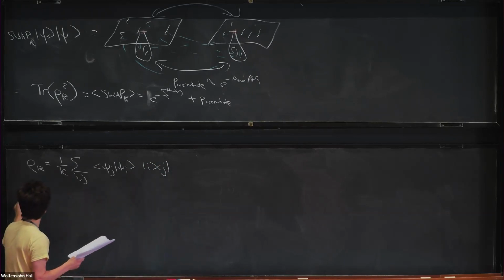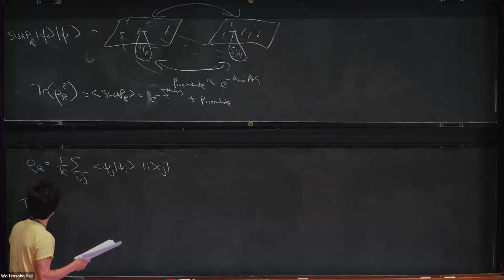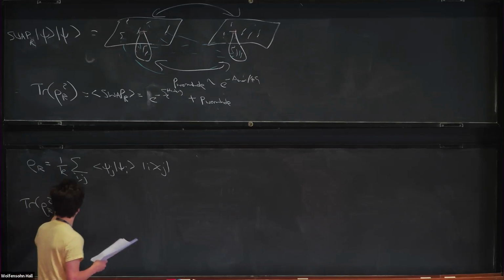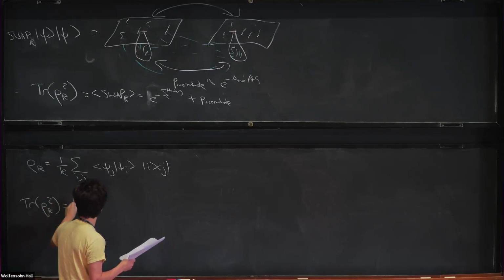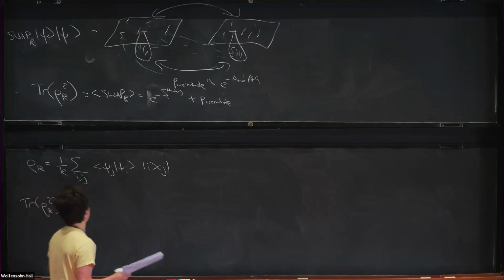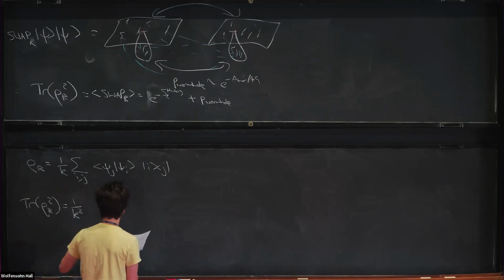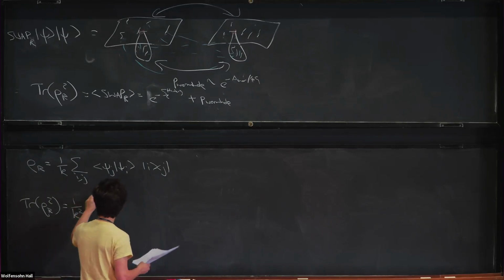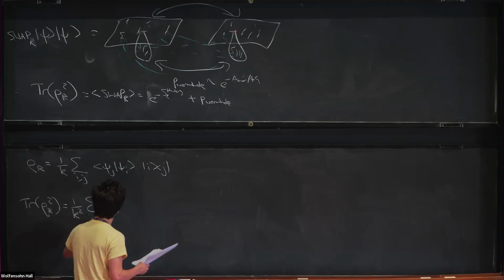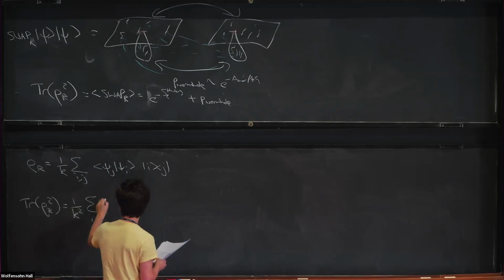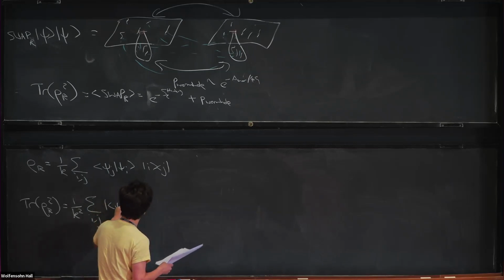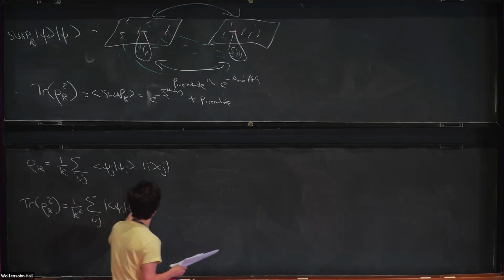And then we want to compute the trace of rho R squared. So take this thing squared. So we have a 1 over k squared. And then we take the trace of this thing squared. That gives us some delta functions, because it's an orthonormal basis, and we end up with just the sum over ij of the norm of psi I psi j squared.